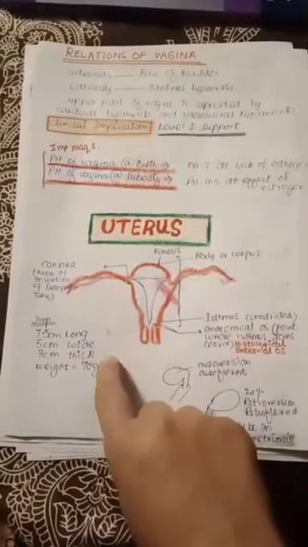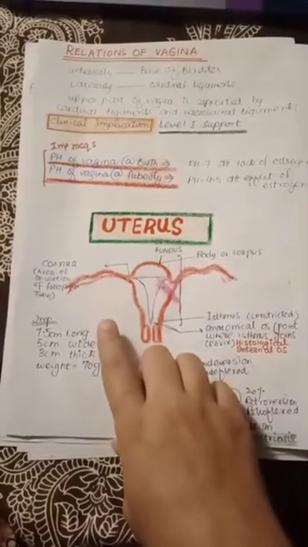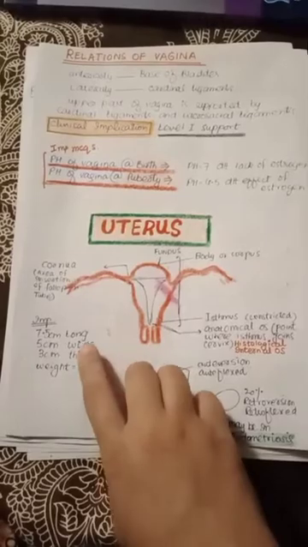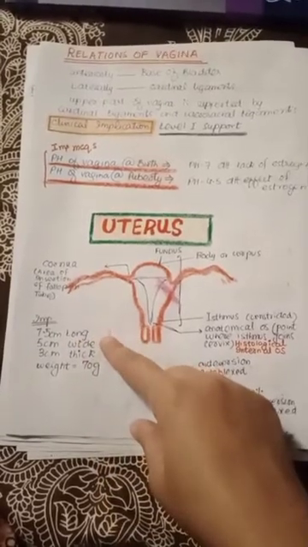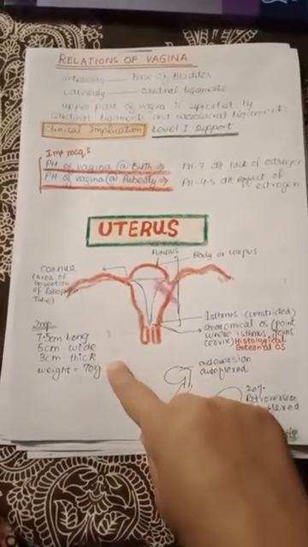Normally it is asked what is the length. You should know about the length, width, and thickness of the uterus. It is 7.5 centimeters long, 5 centimeters wide, and 3 centimeters thick.